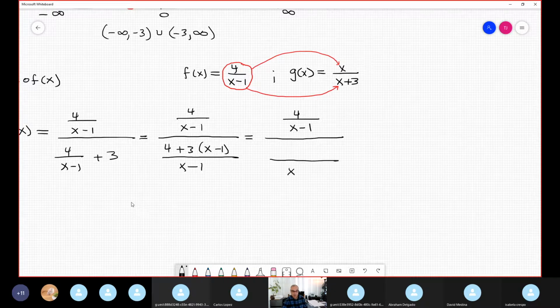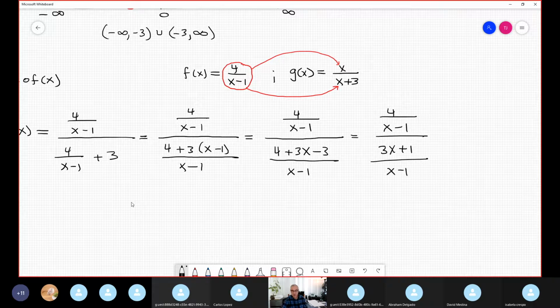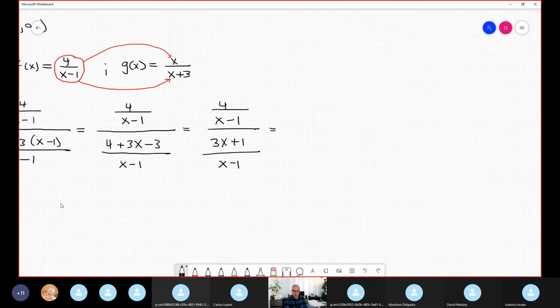Okay, we have here (X minus 1), 4 plus 3X minus 3. Now I realize we combine somehow: 4 minus 3 is 1. So it's 3X plus 1, positive, no? Because 4 is positive, 3 is negative, subtraction, but you put the sign of the bigger number, that is positive. Over X minus 1. Okay, we continue, of course, because we have a complex fraction here.